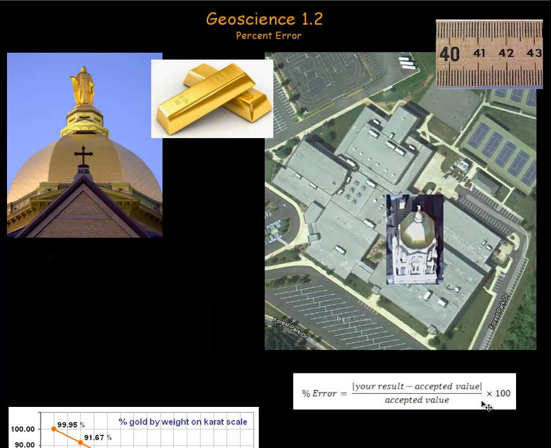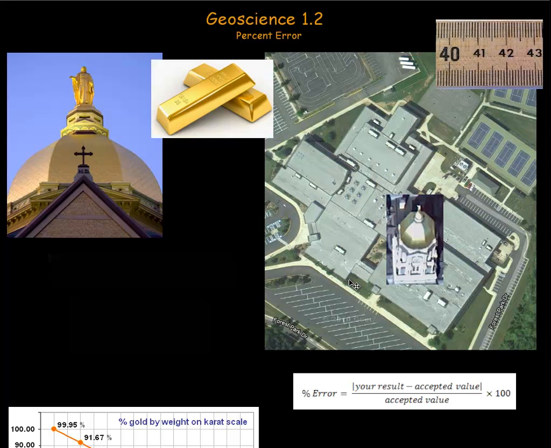Hello, and this is going to be the second part of Intro to Geoscience. This one's going to be talking about percent error. This is something that I'm going to have my kids do periodically to actually keep them honest, to see how well their data is being collected and compare it to known values.